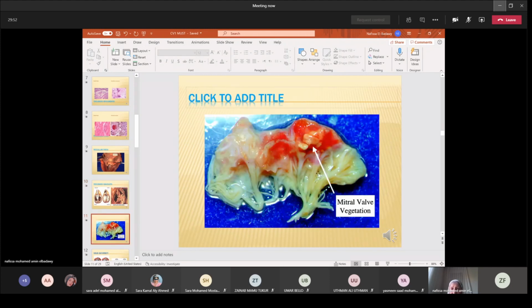This is a picture that shows the vegetation on the surface of the valve, and this is the vegetation. As we said, it is present about 1 millimeter from the margin of the valve where the closure occurs. The closure does not occur at the margin exactly, but a little bit away from the margin, so that it closes very well in the normal valve.